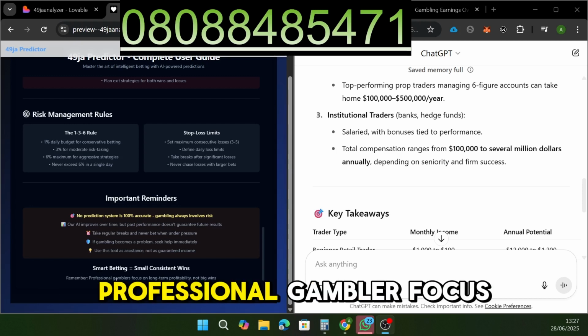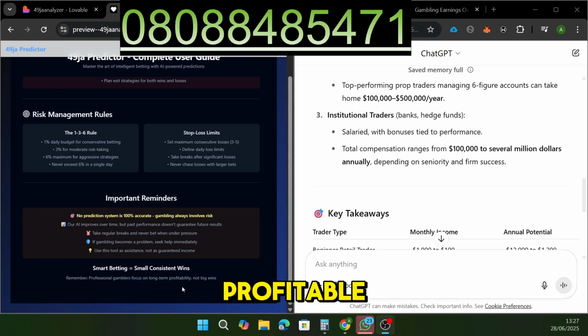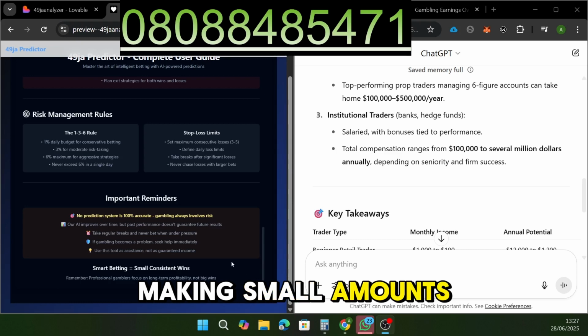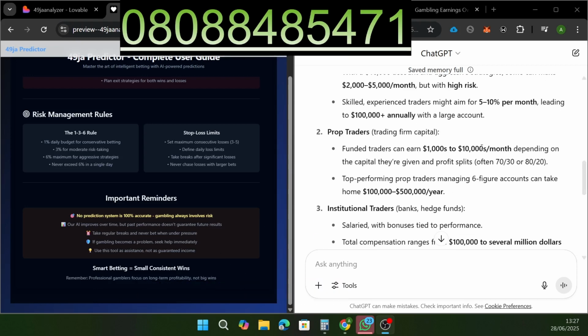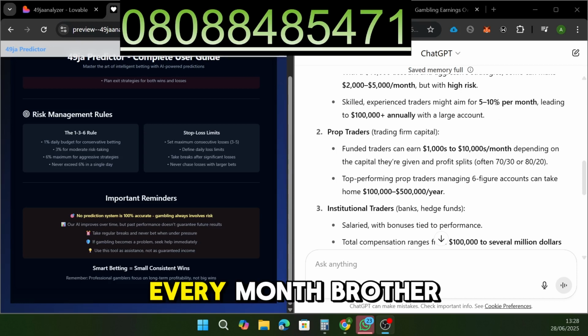We have: professional gamblers focus on long-term profit, not big wins. As you can see, not big wins. If you are a risk taker, you can just play one or two games and then you are done. And remember, you can also lose. If you lose a big amount, recovering that money will be very difficult for you. That's why you have to focus on making small amounts over a long time. Now let's go back to the traders. Assuming as a gambler, your target profit is 5 to 10% every month.